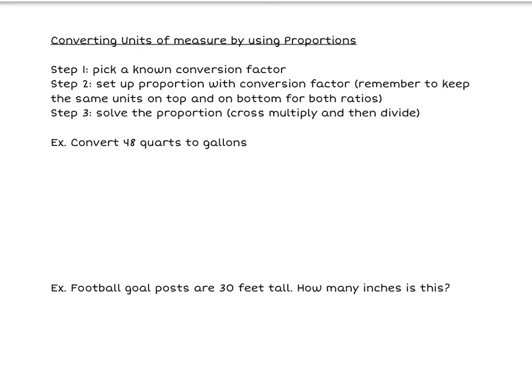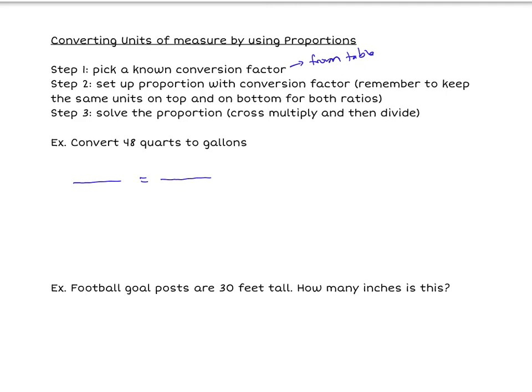So here, again, pick a known conversion factor. So again, this is one from the table. So we're going to be picking very similar things. Set up a proportion with conversion factors. Remember to keep the same units on top and the same units on bottom for both ratios. So we are going to set up a problem that looks like this with an equal sign and two ratios on there.